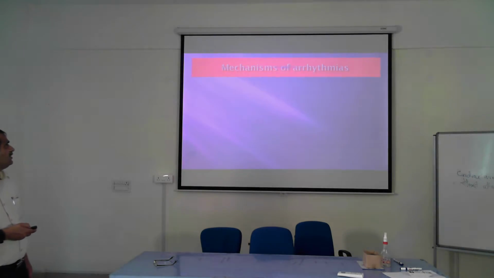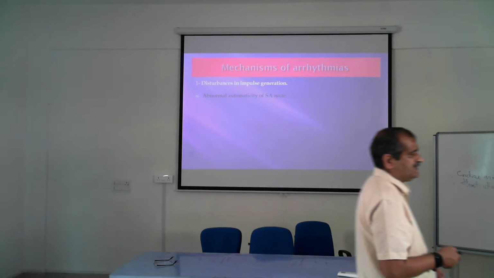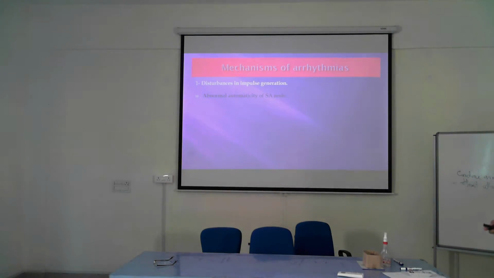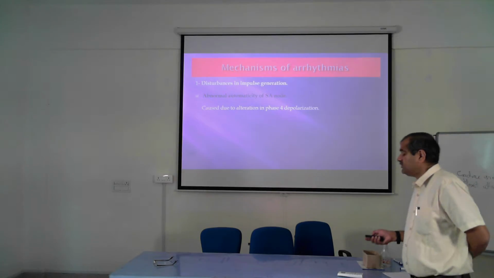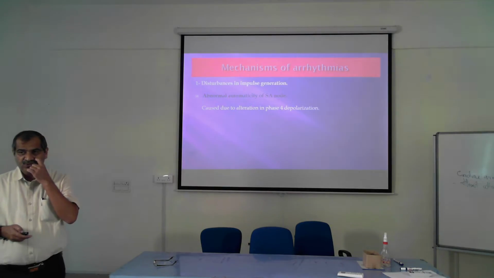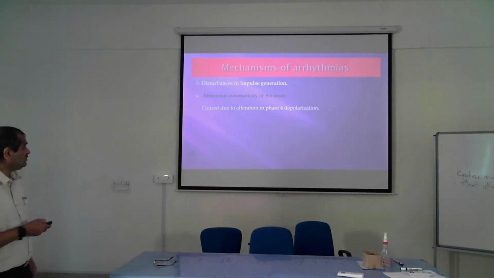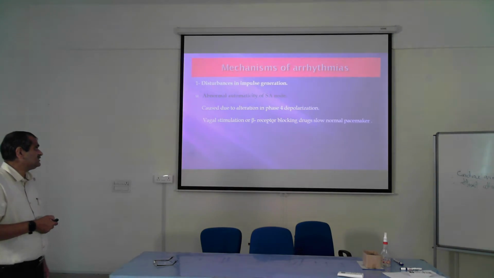So the mechanisms of the arrhythmias: there is a disturbance in impulse generation. Suppose in the SA node there is a problem in impulse generation, then it is unable to transmit to the AV node, atrium and this particular system. The anatomy of the SA node is also one of the problems. The causes of this are due to the alteration in phase 4 of depolarization. You know phase 0, phase 1, phase 3. Phase 4 is depolarization, and here vagal stimulation or beta receptor blocking drugs slow the normal pacemaker.